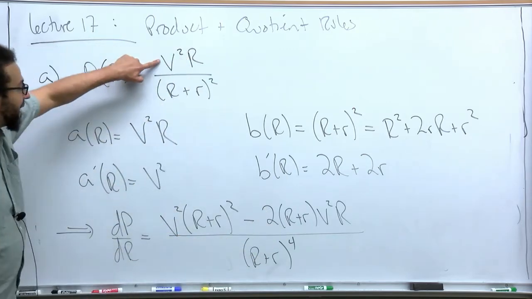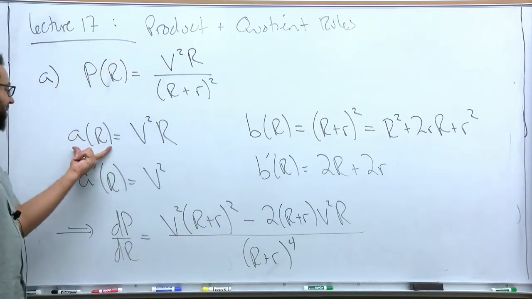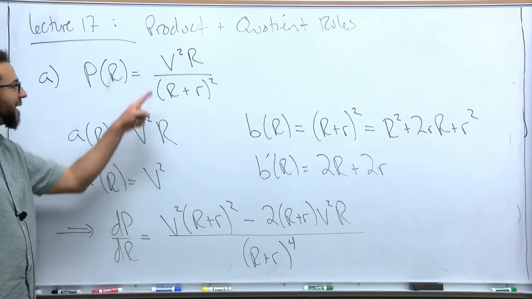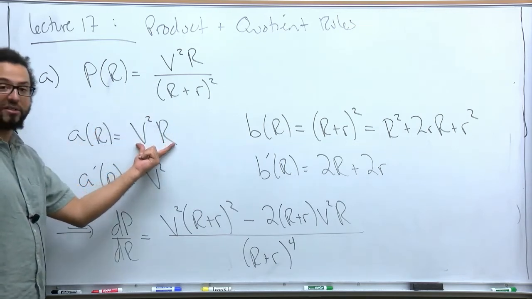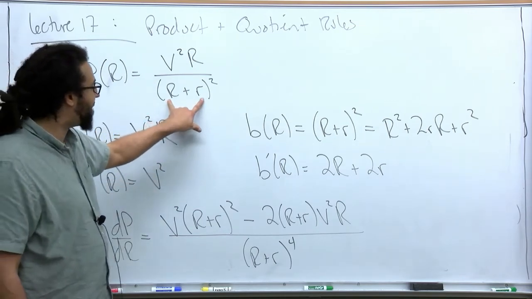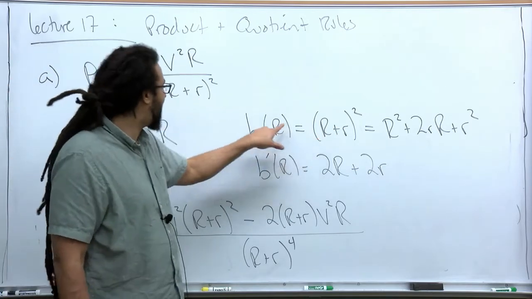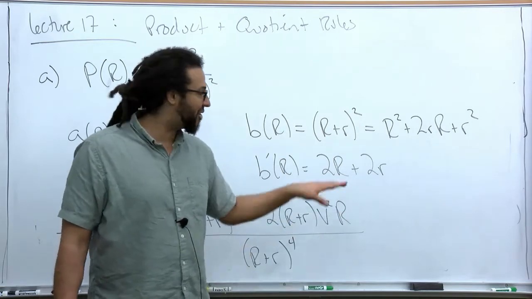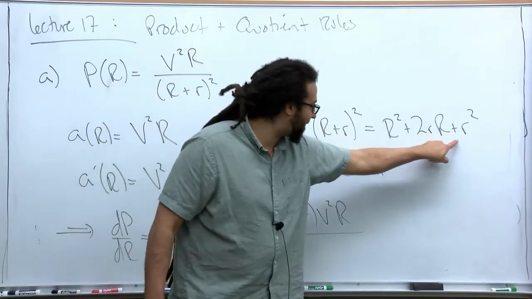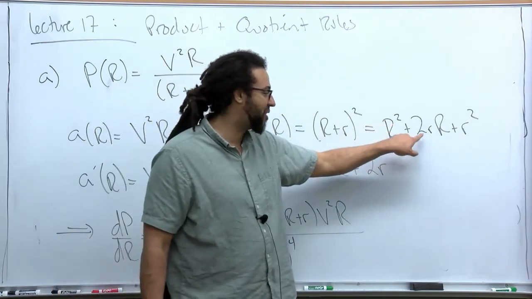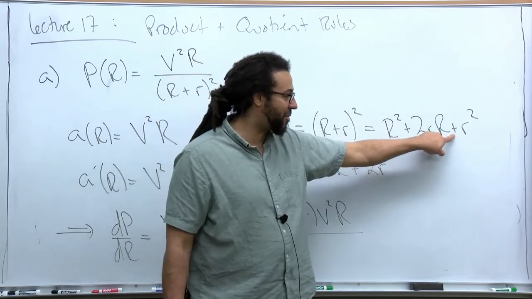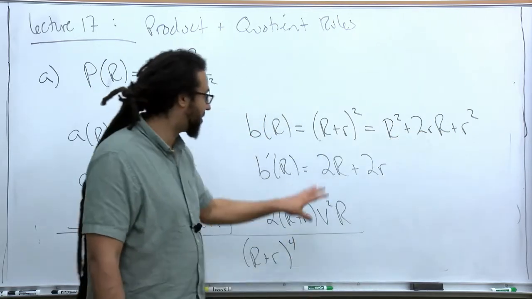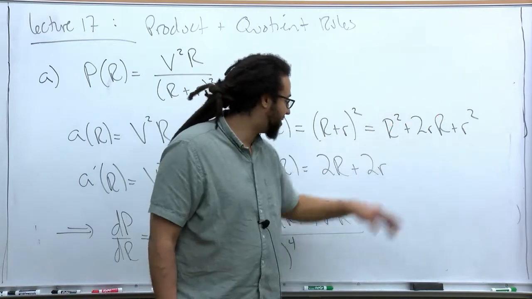So again, I'm going to call the top function a of r, that's going to be V squared times big R, and I'll call the bottom function b of r, big R plus little r quantity squared. And just so I can take the derivative, let me go ahead and FOIL this out. So big R squared plus 2 little r big R plus little r squared. Make sure you're good on how I got from here to here.